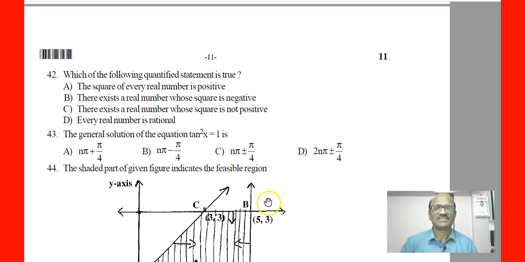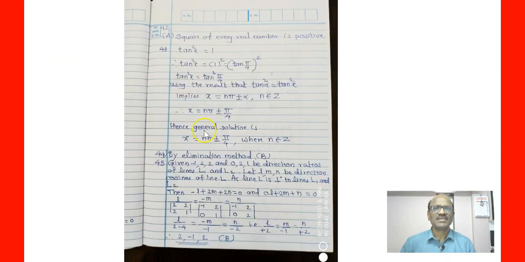Next is the general solution of the equation tan square x is equal to 1, not tan inverse. That is again a very simple one. Tan square x is equal to 1 square, and 1 means what? Tan of pi by 4, bracket square. So tan square x is equal to tan square pi by 4.